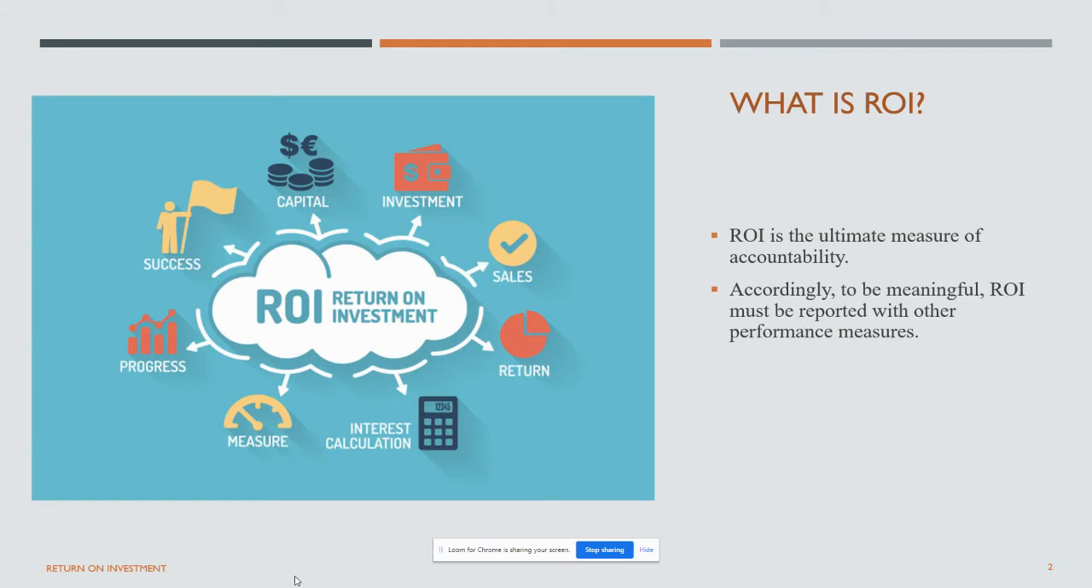Return on investment, ROI. What is it? ROI is the ultimate measure of accountability. ROI is becoming an accepted way to measure the impact and return on investments of all types of programs, including technology-based learning. Accordingly, to be meaningful, ROI must be reported with other performance measures.